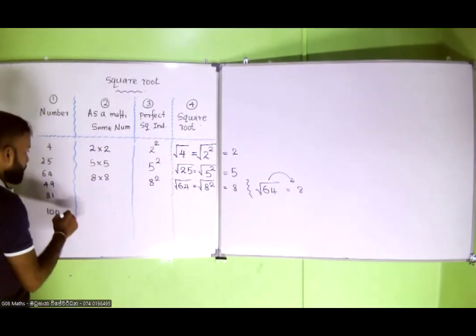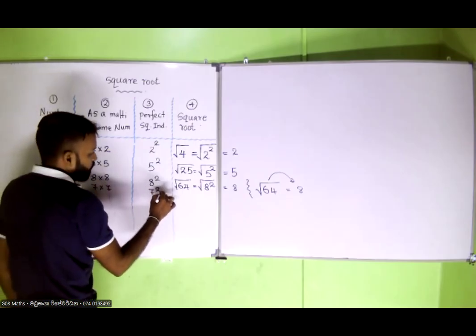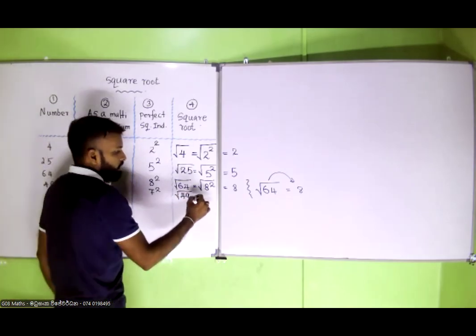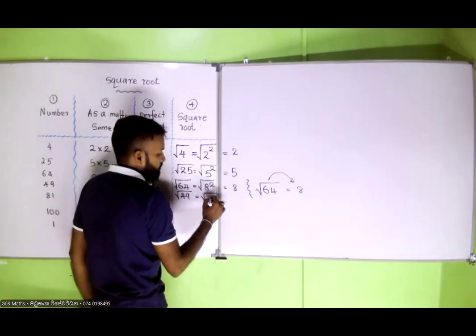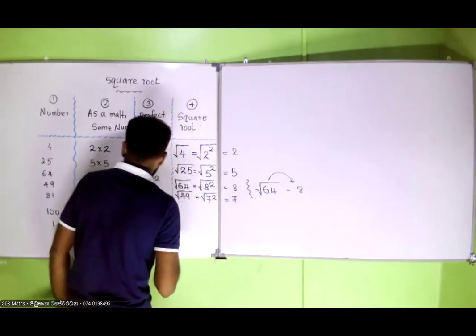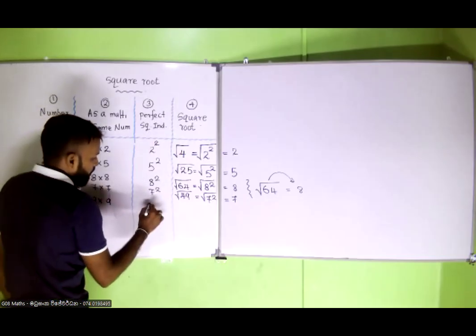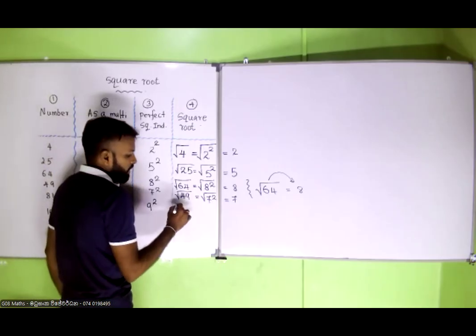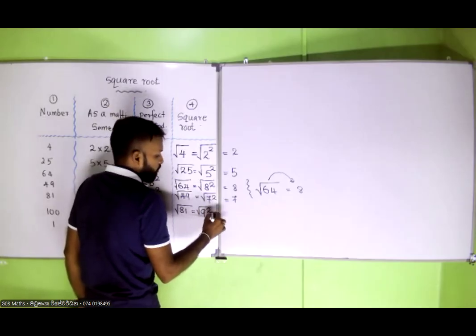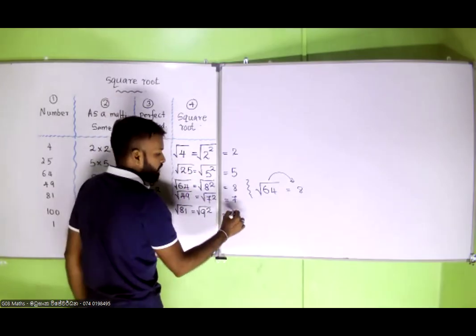Done. This one, 49. 7 multiplied by 7, 7 to the power 2. Square root of 49 is equal to square root of 7 to the power 2, which equals 7. Done. 81. 9 multiplied by 9, 9 to the power 2. So square root of 81 is equal to square root of 9 to the power 2, which is equal to, cut the power 2 by using your knife, then the remaining part is 9.